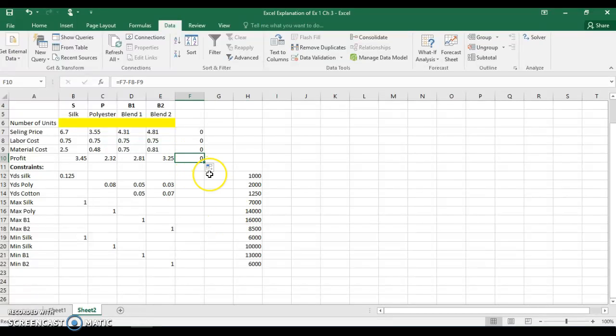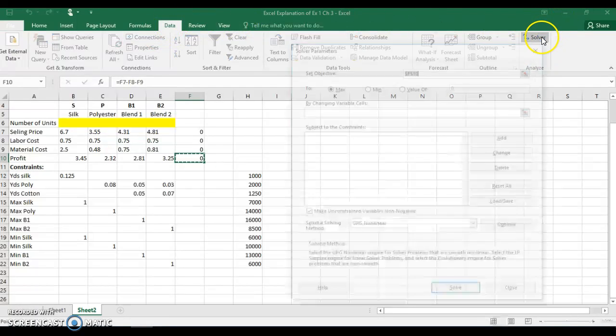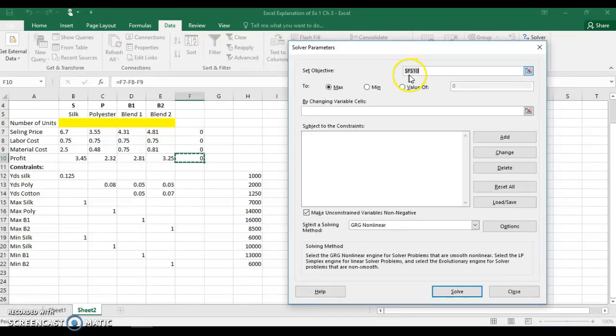We want to click in F10 because that's where we want all the calculations to come to, okay? So the way we do that is we go to solver. It's in our data area. We click on solver. Up here, it should be F10 that we have selected for our set objective. We want our maximum selected. Right here, we're going to change the group variables. The ones we're changing are up here, B6 through E6.